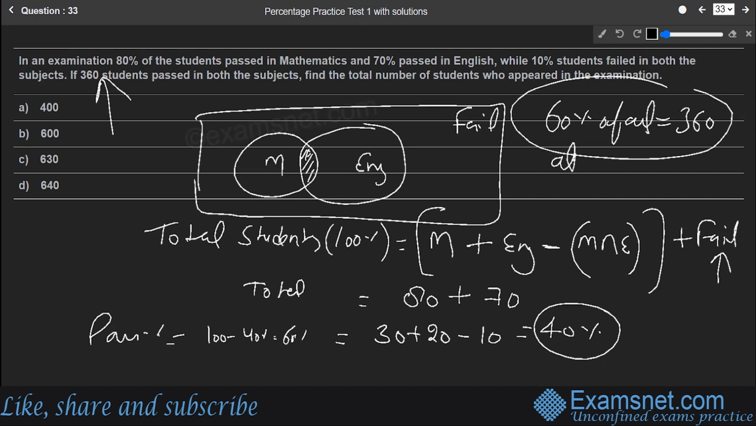So clearly we can find out the total number. The total number is nothing but 360 into 100 by 60. If we cut this together, this gives us a value of 600. So that is the total number of students available there. 600 total students is available in option number B. Clearly B becomes the right answer.